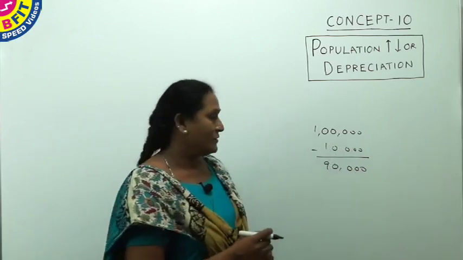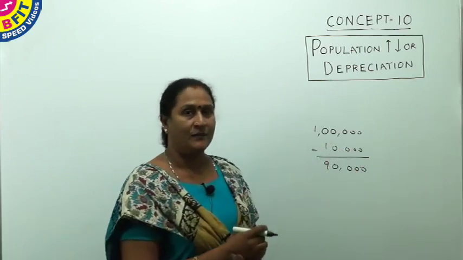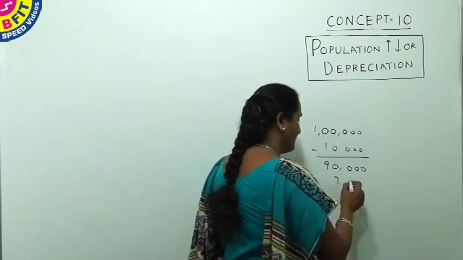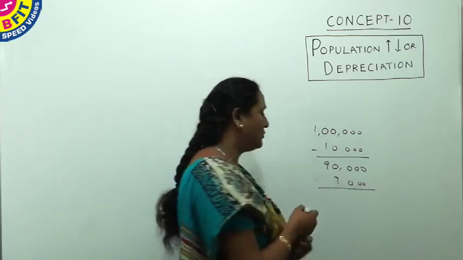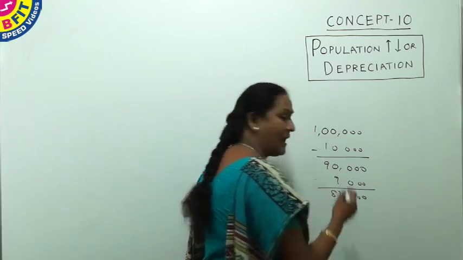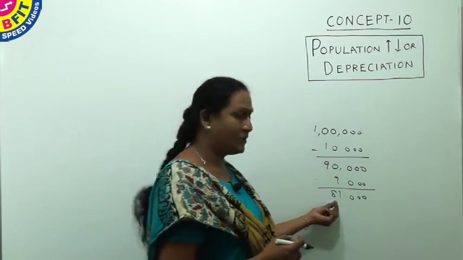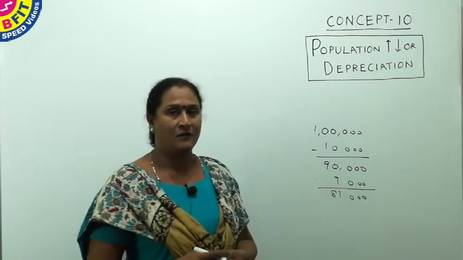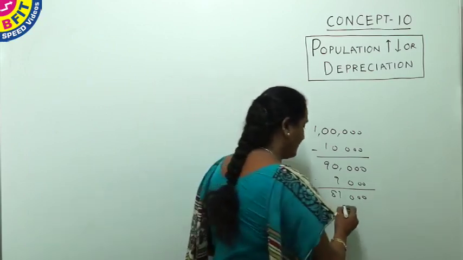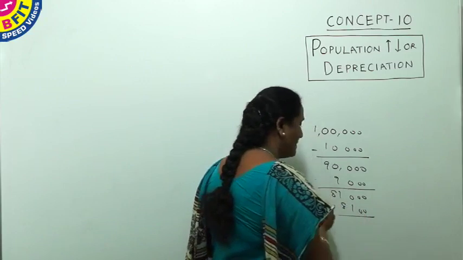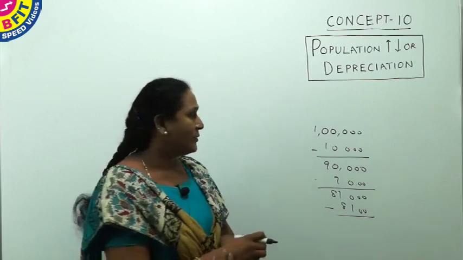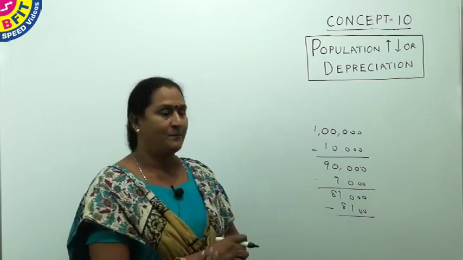And next year, it is 10% of 90,000. What is 10% of 90,000? It is 9,000. And the value becomes, in the second year, 81,000. And so on. So every year, based on the present value, the rate is calculated. And 10% of 81,000 is 8,100. Subtracting, every year we can find the depreciated value. So based on this concept, we'll see an example.